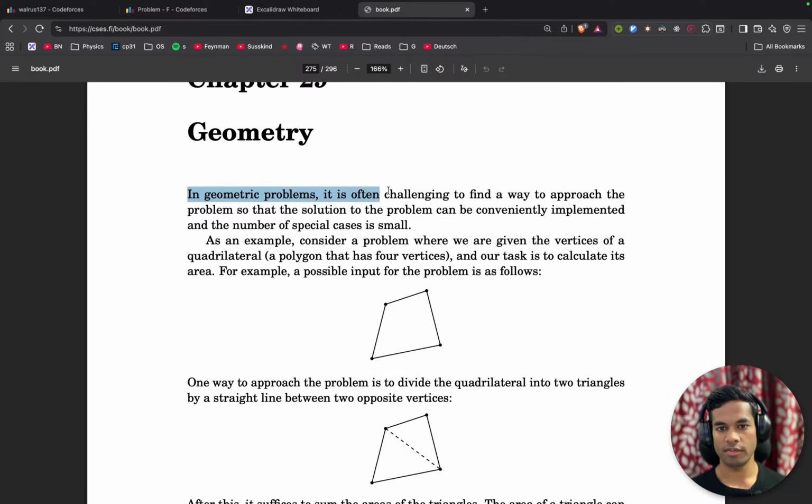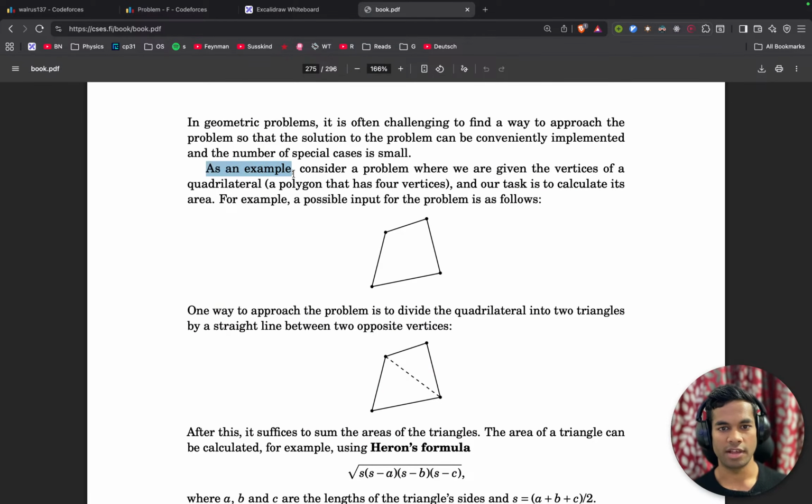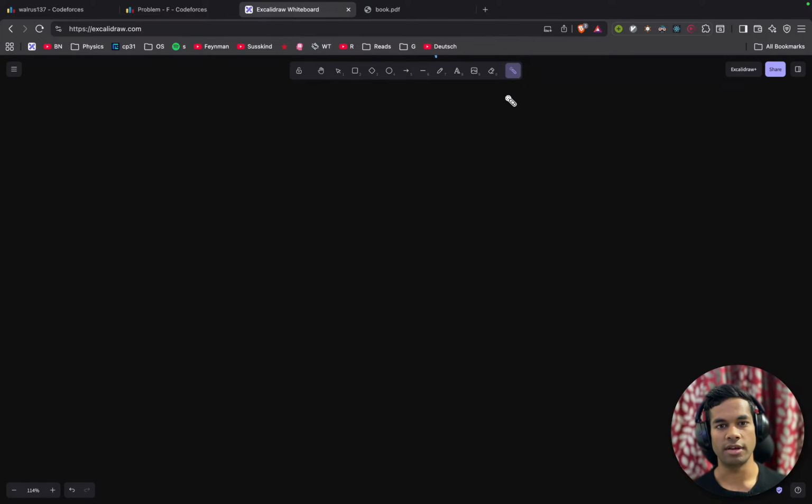In geometric problems, it is often challenging to find a way to approach the problem so that the solution to the problem can be conveniently implemented and the number of special cases is small. Yes, sounds familiar. As an example, consider a problem where we are given the vertices of a quadrilateral, a polygon that has four vertices, and our task is to calculate its area.